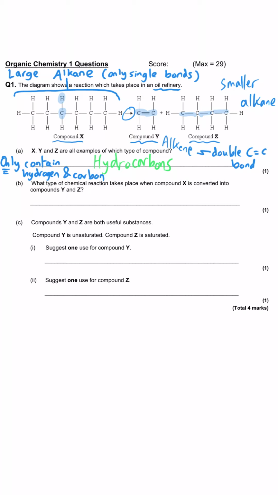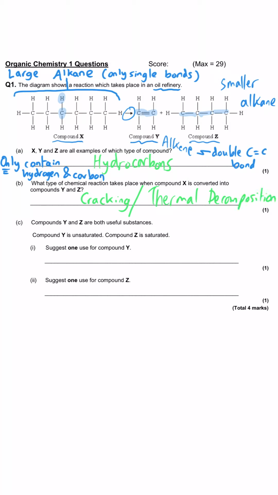And so the type of reaction that takes a large hydrocarbon and breaks it into smaller alkanes and an alkene is cracking, although you could also call it a thermal decomposition reaction. Either would be absolutely fine. You do not need to say both.